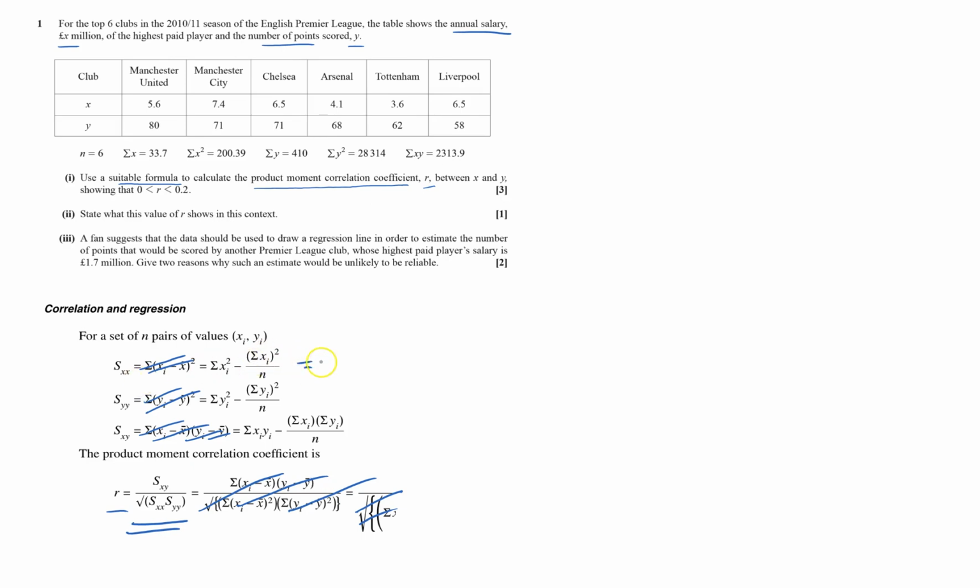SXX, that bit, equals sigma x squared, which is 200.39, minus sigma x, 33.7, squared all over n, and there's 6 of them, and that equals 11.108333.